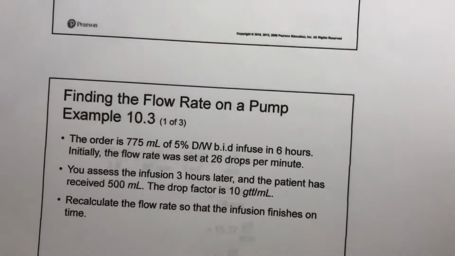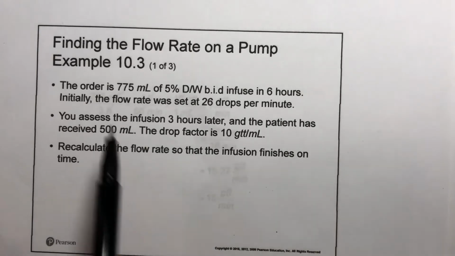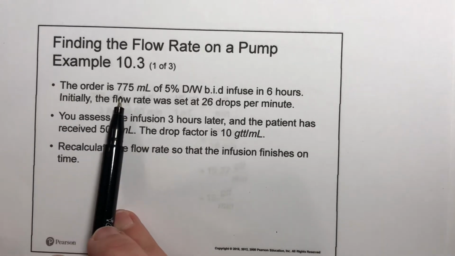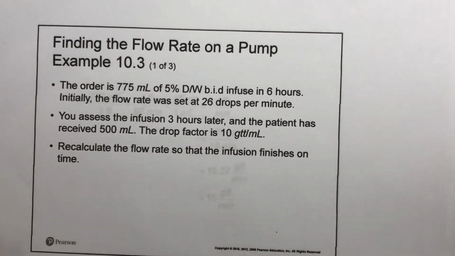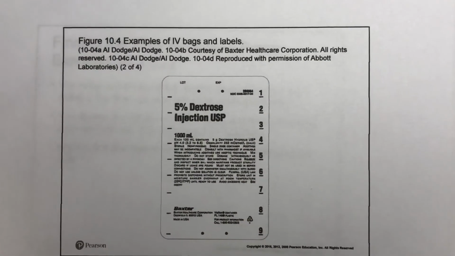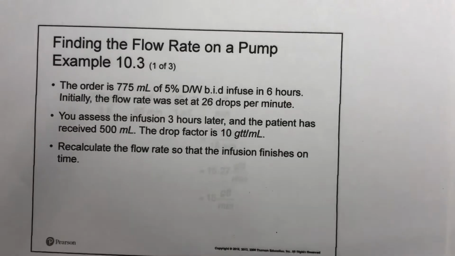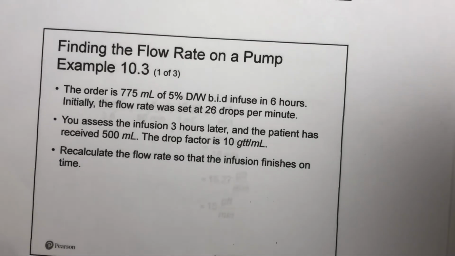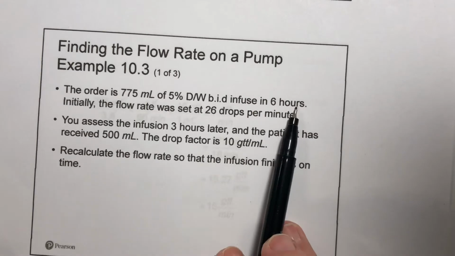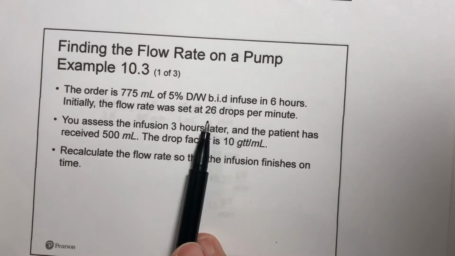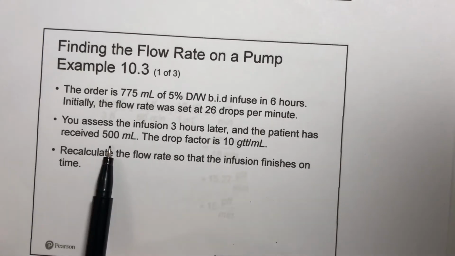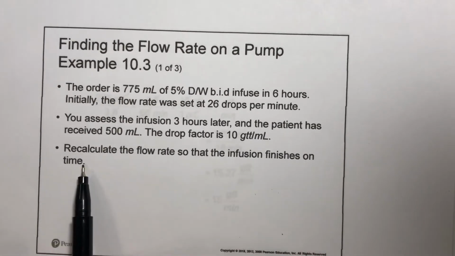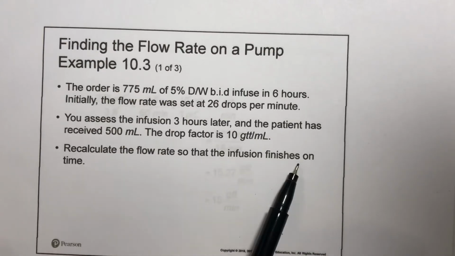All right. So let's look at this one. The order is 775 milliliters of 5%. This is the dextrose solution, which we had the information for in a much earlier slide. And it was supposed to infuse over 6 hours. Initially, the flow rate was set at 26 drops per minute. But you go in 3 hours later, and the patient has received 500. At this rate, they're going to run out before they get to the 6 hours. So we need to recalculate the flow rate so that the infusion finishes on time.